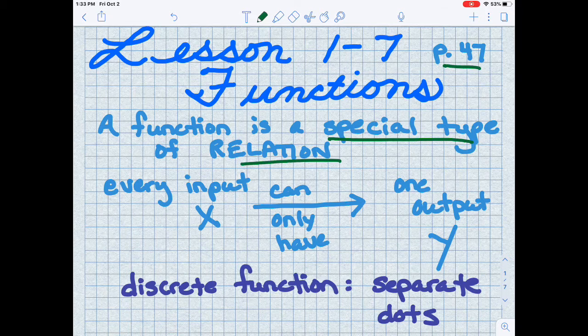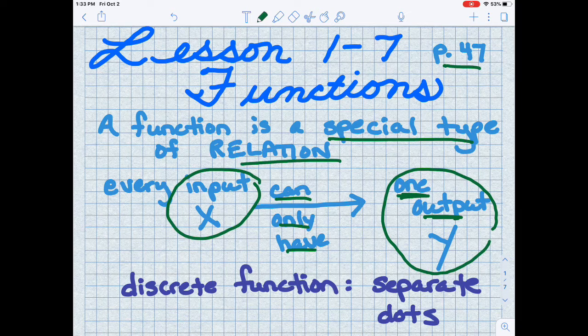Every X we call an input. Every input can only have exactly one output. We call Y the output. So if X is 2 and I plug in the 2 and I get 3 for Y, I have 2 and 3. The next time I plug in 2, I can't, for example, get -5 or something else. Every time, that 2 has to have its partner 3.